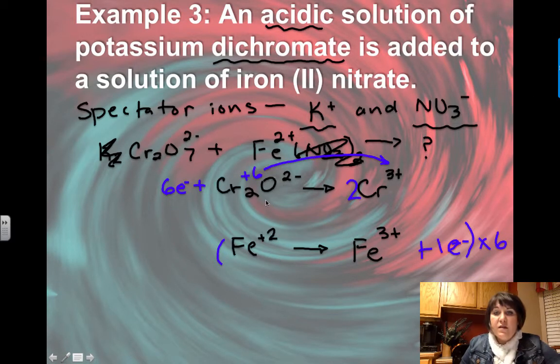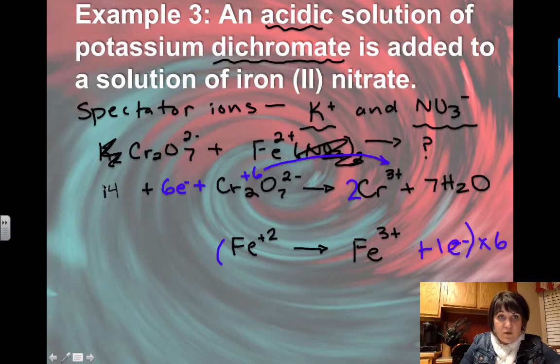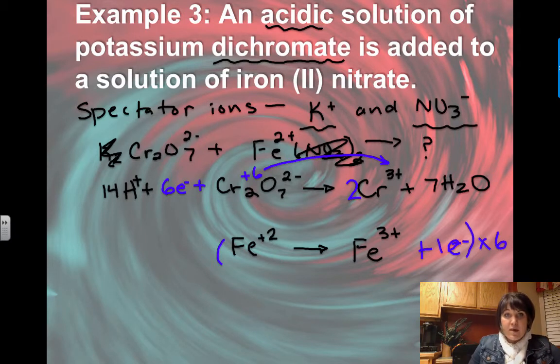So let's balance the oxygen in the first half reaction. I have 7 oxygens in dichromate, so I need to add 7 waters. And when I add 7 waters, that makes 14 hydrogens that have to go back on this side of the equation. So let's put 14 hydrogen ions in place. There we have them. Now I have 6 electrons in both because I'm multiplying my bottom half by 6. Everything is balanced. Let's add the 2 half reactions together.